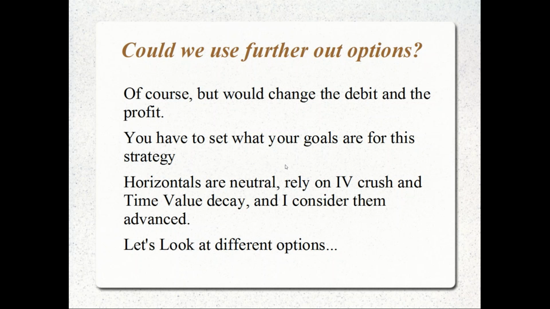Horizontals are neutral. The profit relies on implied volatility crush and rapid time decay of the short option and a slower time decay on the farther option. Because of these 3 ideas, I consider the horizontal to be more advanced. I consider it to be an advanced strategy. Let's consider briefly the profit and loss chart of this one more time. We'll go back to our example there for DKS.